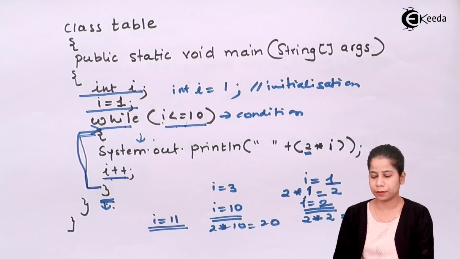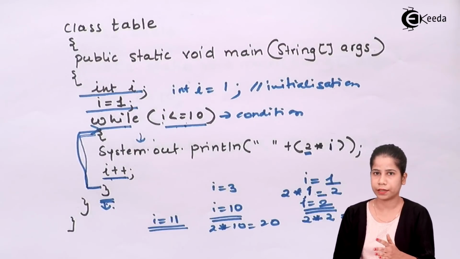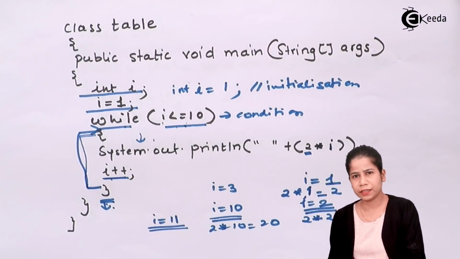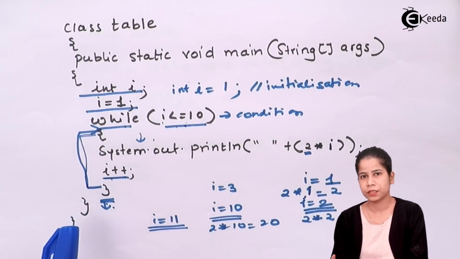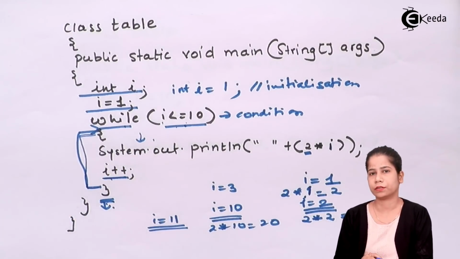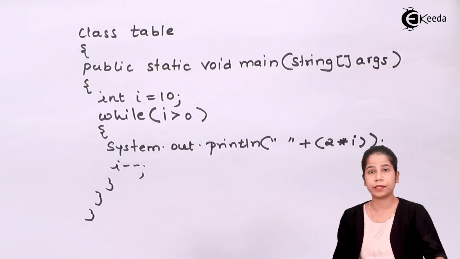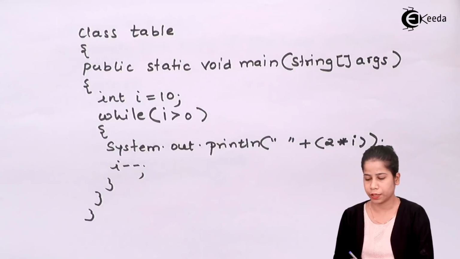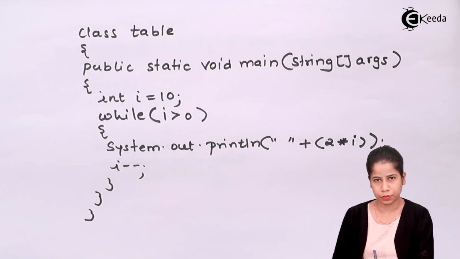It is having three things: initialization, condition, and increment or decrement. So now we have seen that example of the increment operator, right? Now we will see the reverse of it. Okay, so let's check it out. That is with decrement, which is nothing but subtracting 1 from the number, right?